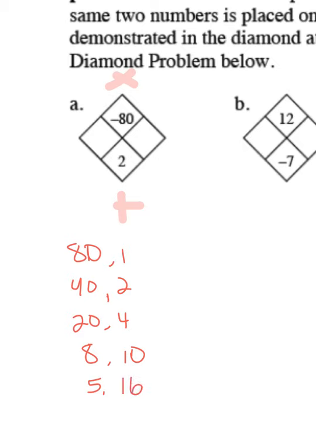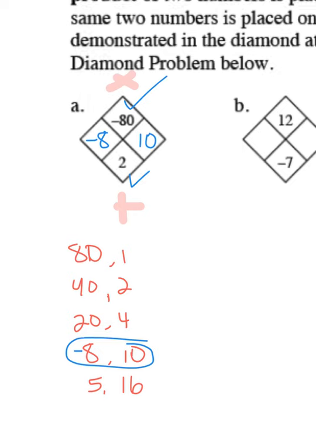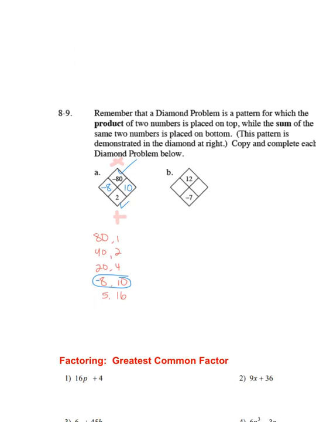5 times 16. And there may be others, but because I need this negative 80, one of the numbers should be negative, and I notice this pair, 8 and 10. If I make the 8 negative, I can get to 2, because 10 minus 8 is 2. So those are the two numbers I need in my list. I need negative 8 and 10. Negative 8 times 10 is negative 80, and negative 8 plus 10 is 2. So you're going to finish the diamond pattern for problem B.